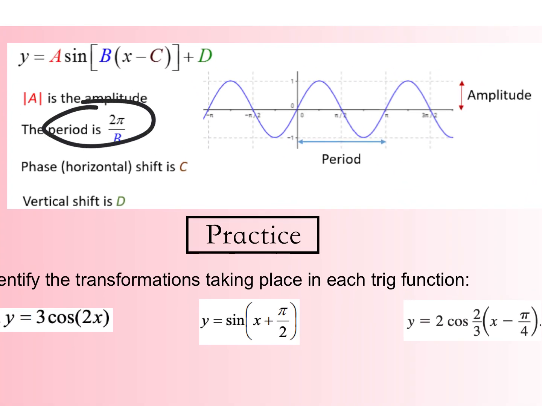This is the one equation I said was important. The period is 2 pi over b. That is an equation. I'm going to put PER for period. Period is 2 pi over b. So if I tell you b, it's really easy.